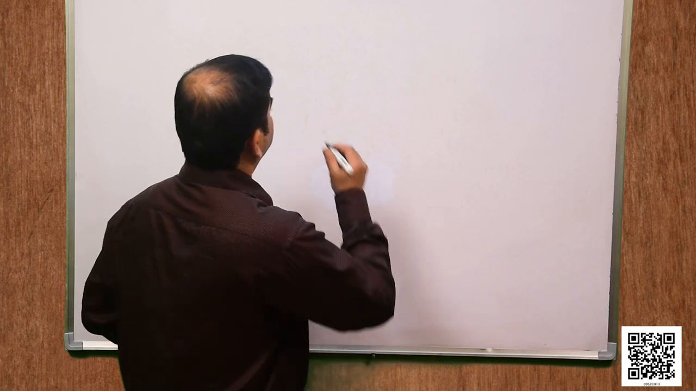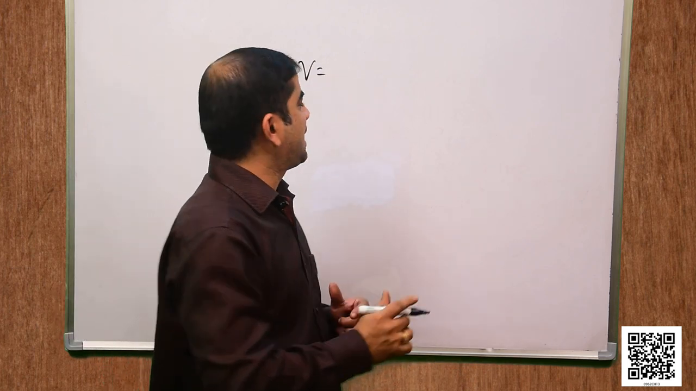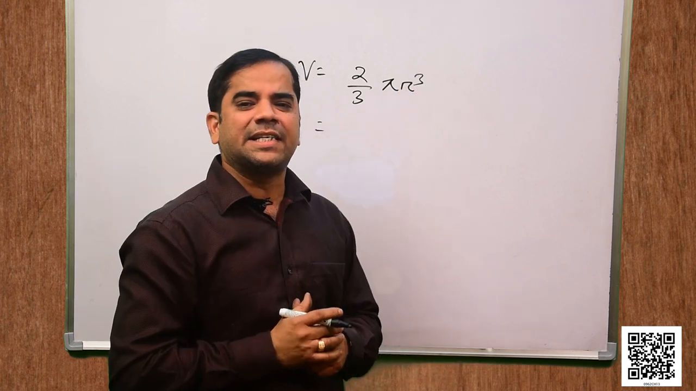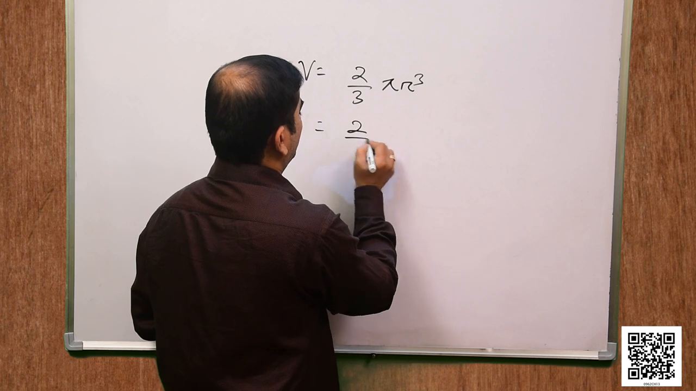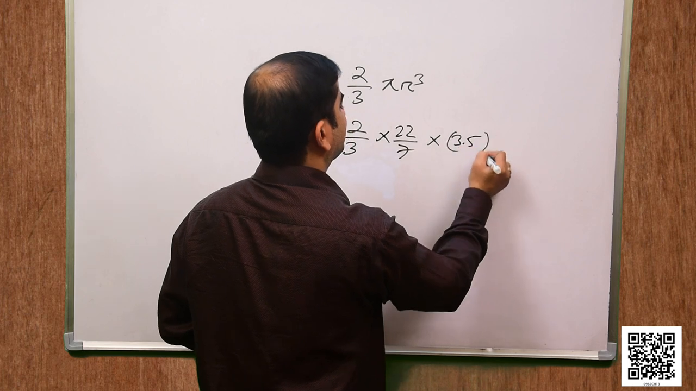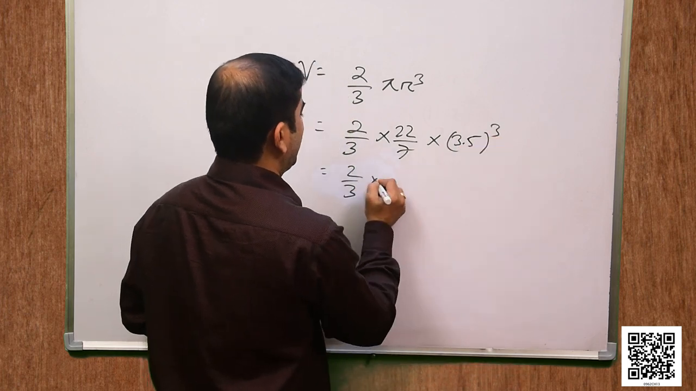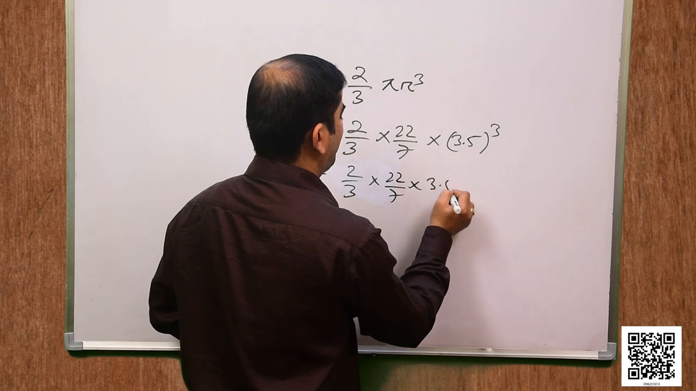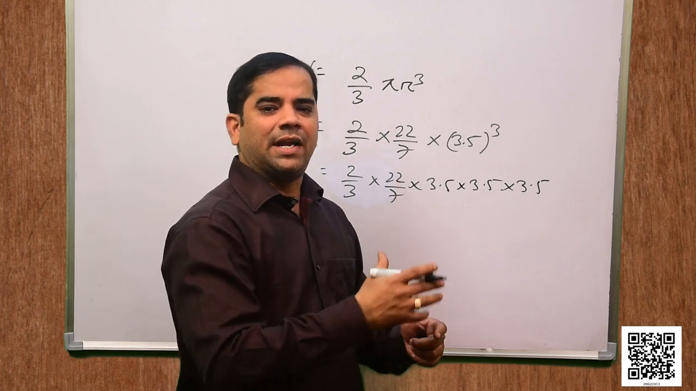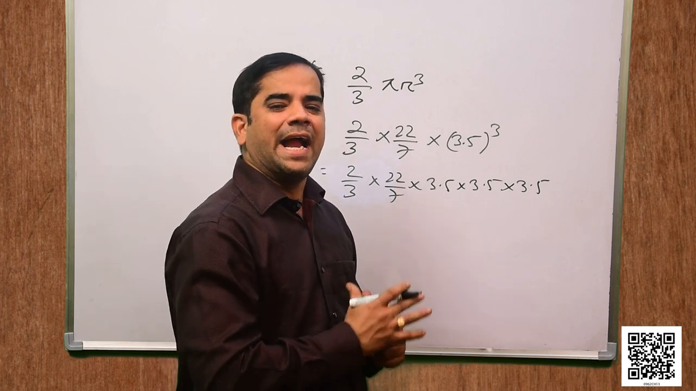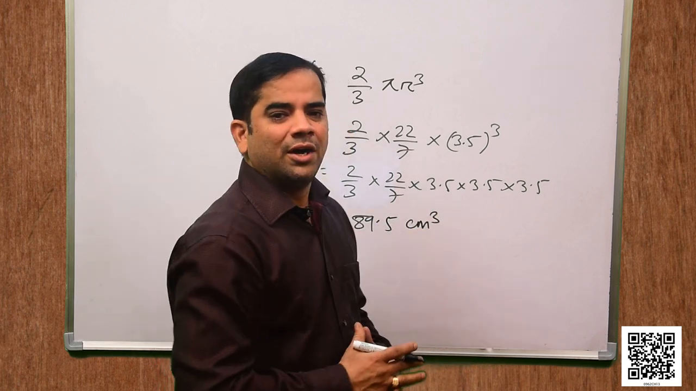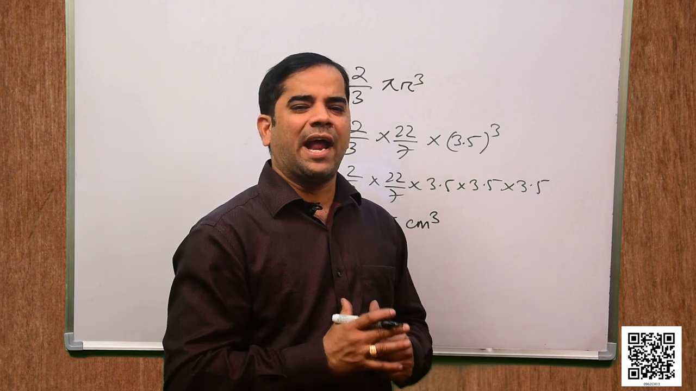So, volume will be 2 by 3 pi r cube. Here, radius is given as 3.5 centimeter. So, this is equal to 2 by 3 into 22 by 7 into 3.5 cube. So, 2 by 3 into 22 by 7 into 3.5 into 3.5 into 3.5. And when we calculate, it will come up to 89.5 centimeter cube. So, this is the volume of water the bowl can contain.